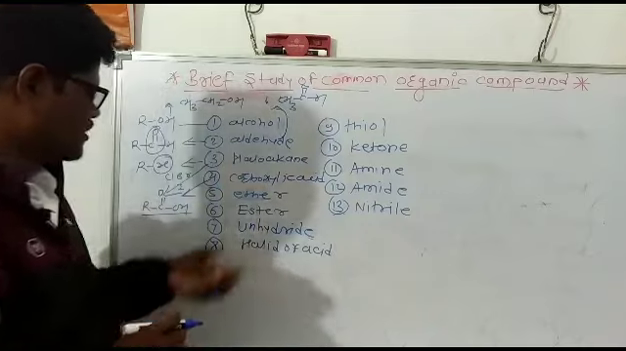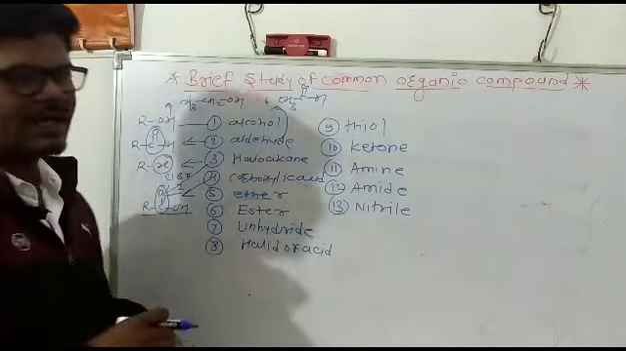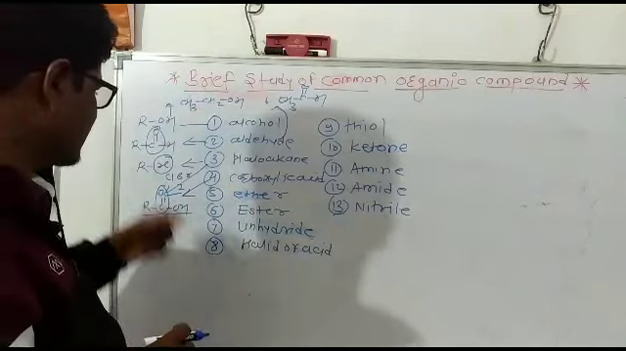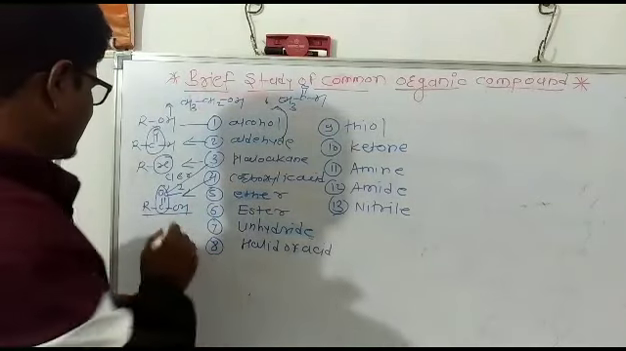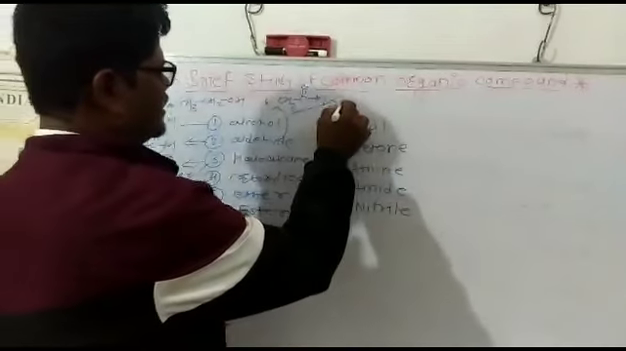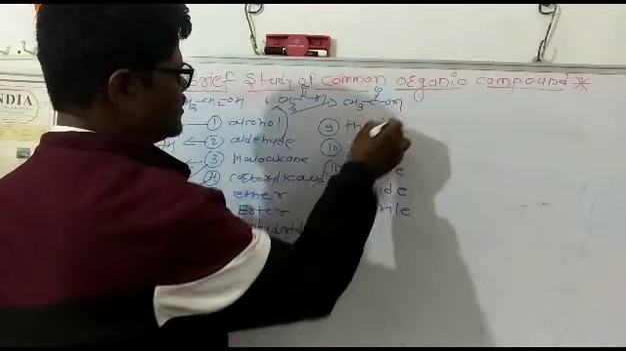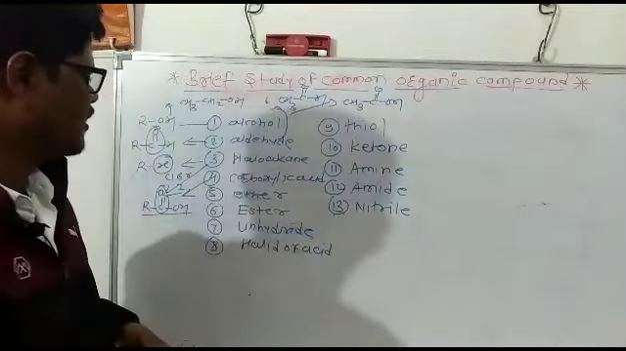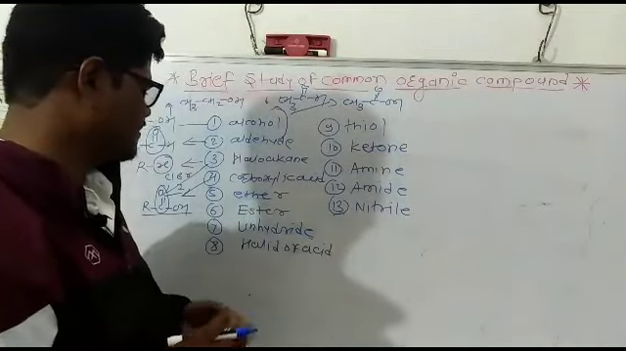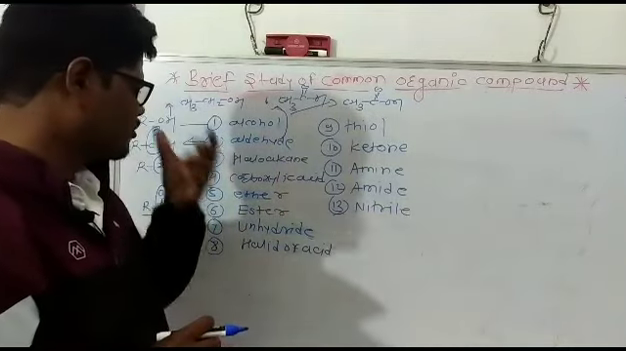Here you can also see that this is a carbonyl group containing compound, the carboxylic acid group, and the basic example of this is acetic acid, that is CH3COOH. It is the example of a common carboxylic acid, the primary carboxylic acid.